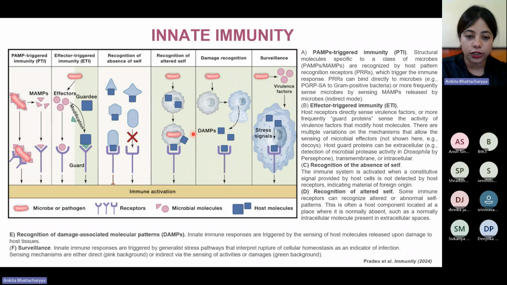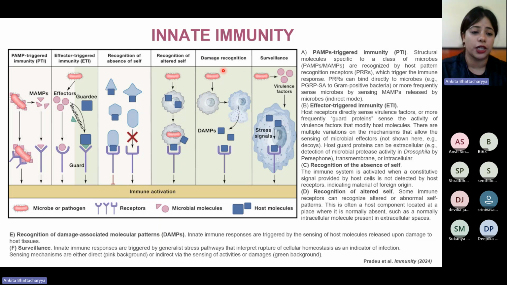Then comes recognition of altered self. I've already discussed it in some detail. I gave you the example of autoimmune cells, but sometimes it can so happen that these pathogens are intracellular in nature. So they have invaded into a host cell, and then they are altering it somehow, which is triggering the immune response.